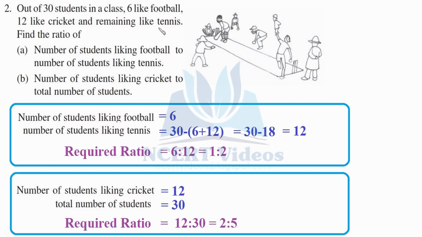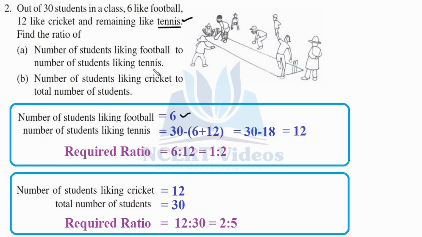So how many people like tennis? Well, if you add 6 and 12 together to give you 18 and then subtract it from 30, you get the number of people who like tennis. So number of students liking football is 6. It is given to us. Therefore we write number of students liking football is 6.